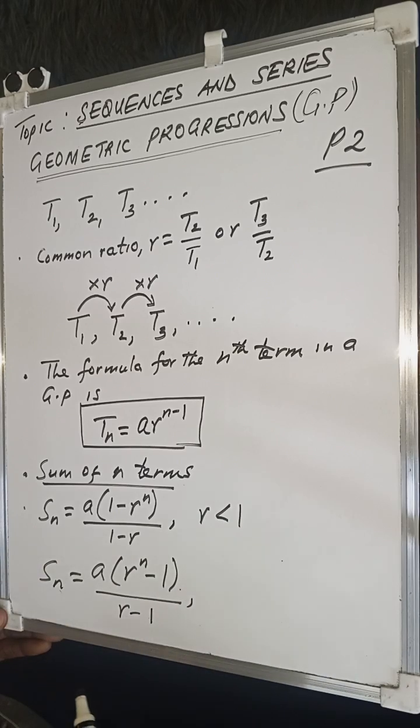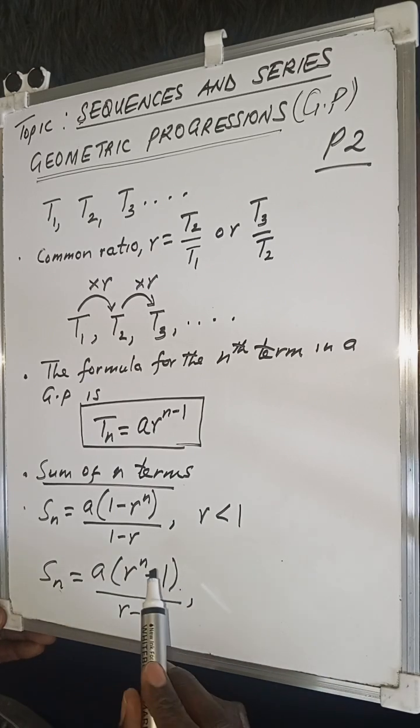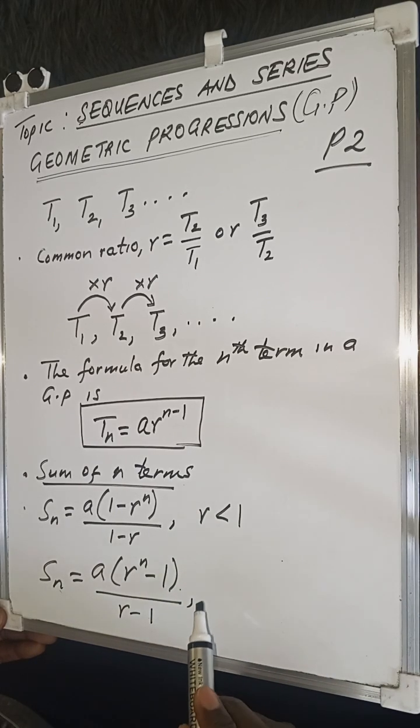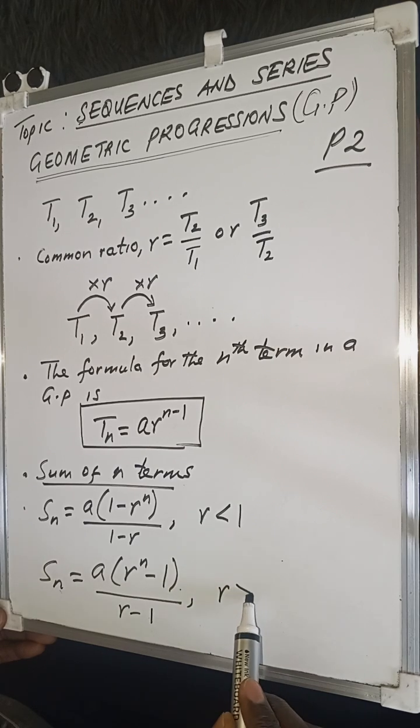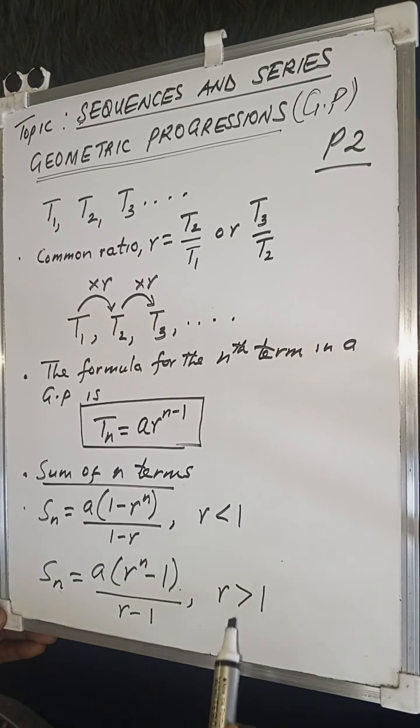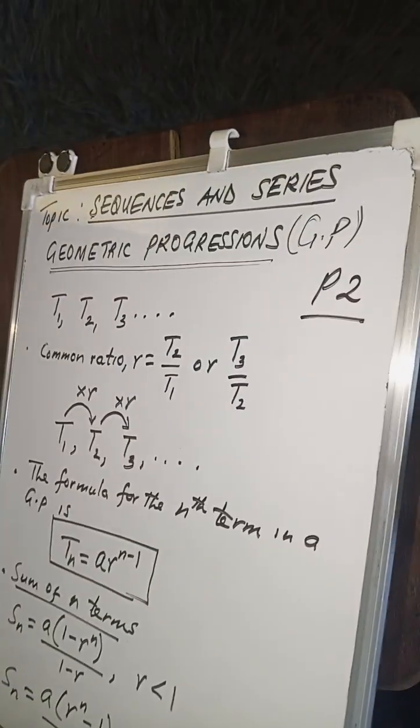Another one that you need to remember is that this formula can also be written as Sn is equal to a times r raised to the power n minus 1, divided by r minus 1. You can notice the denominator is r minus 1, and the numerator is r raised to the power n minus 1. So when do you apply this one? We apply this one when our common ratio is greater than 1. So that is what we are going to do, right?